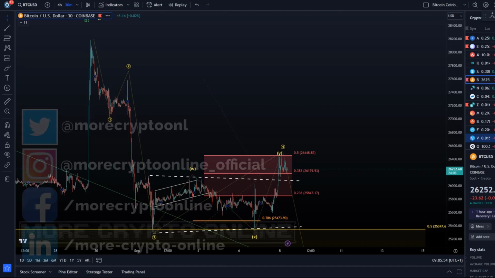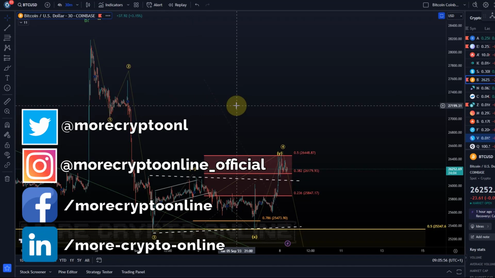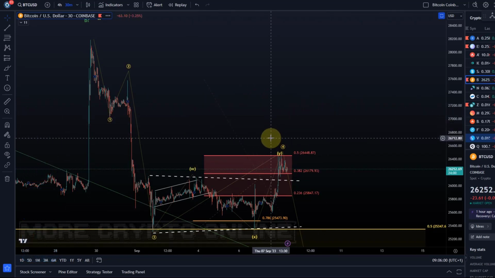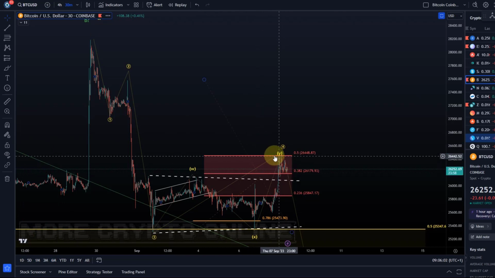In this video we want to take a look at the different possibilities that could occur if Bitcoin breaks above 26,450. Now at the moment it hasn't done that, and it's consolidating nicely below resistance. Again, you can see how relevant these Fibonacci retracement levels are.